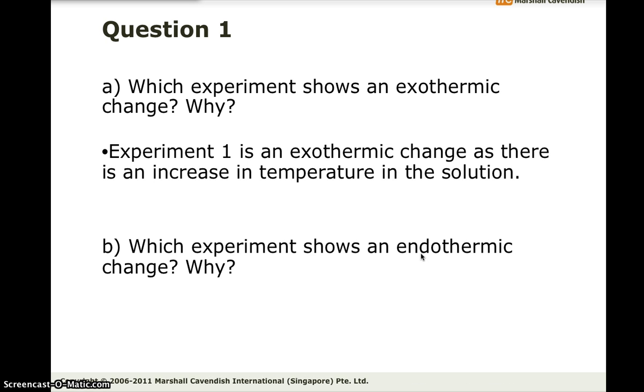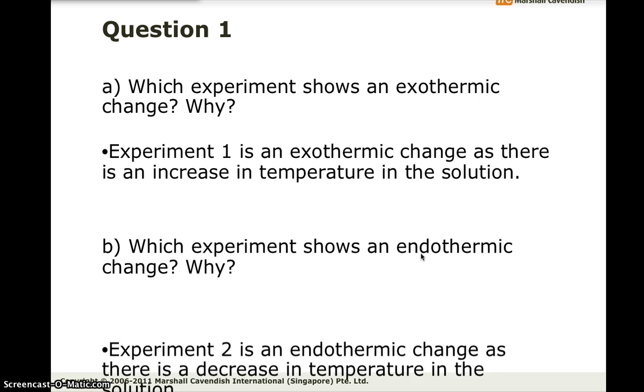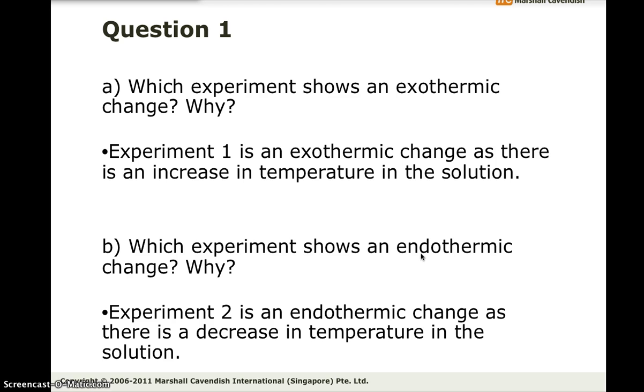Experiment 1 is an exothermic change because there is an increase in temperature in the solution. In this case, the solution is actually the surrounding. For part B, experiment 2 shows an endothermic change because there is a decrease in temperature in the solution.